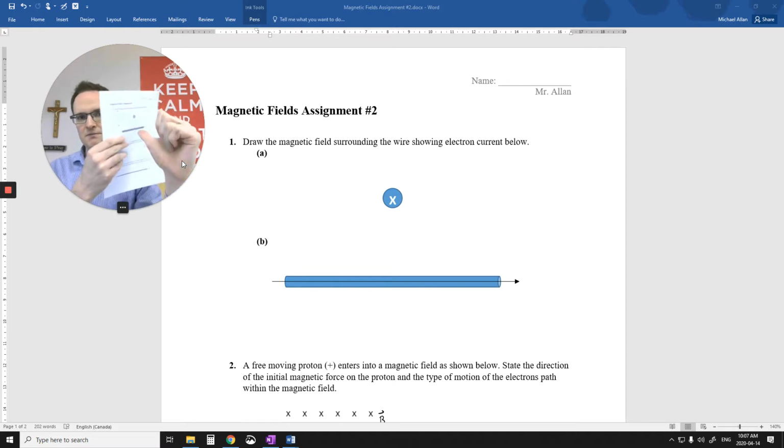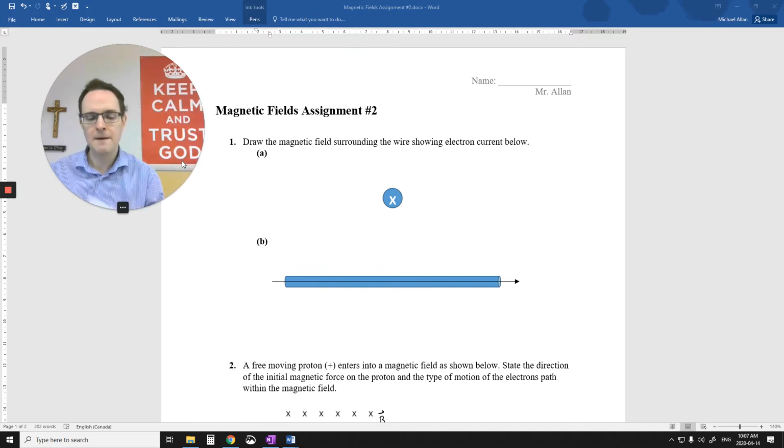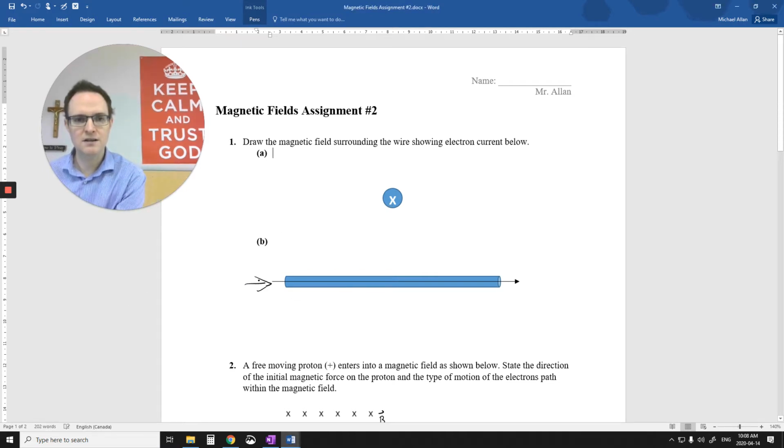So I'm going to actually put my picture up here, and then put my thumb into the page or whichever direction the current is going. All right. So question number 1 here has to determine the magnetic field around these current carrying wires, and it's showing the electron flow in each. So the first one has an X going into the page, and then you can see in the second one here, the current is flowing from left to right. Okay. So they're talking about electron flow here for both of these.